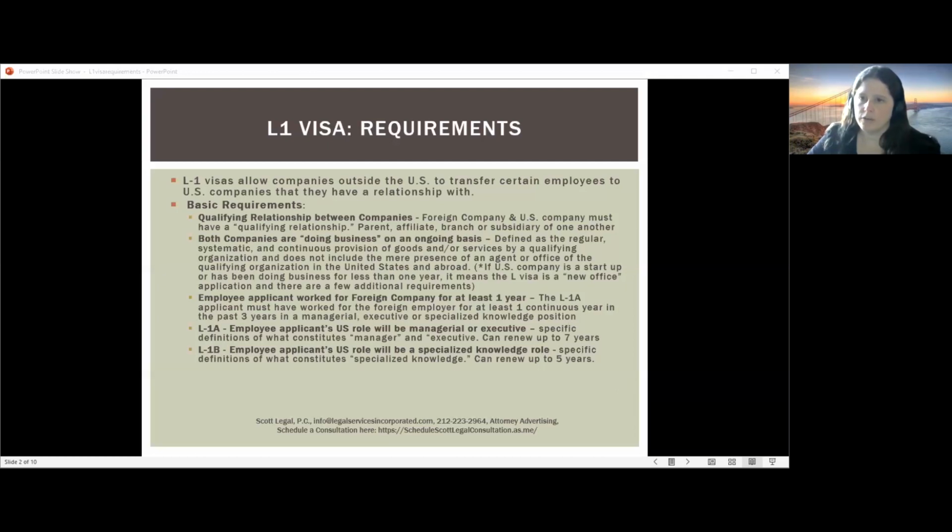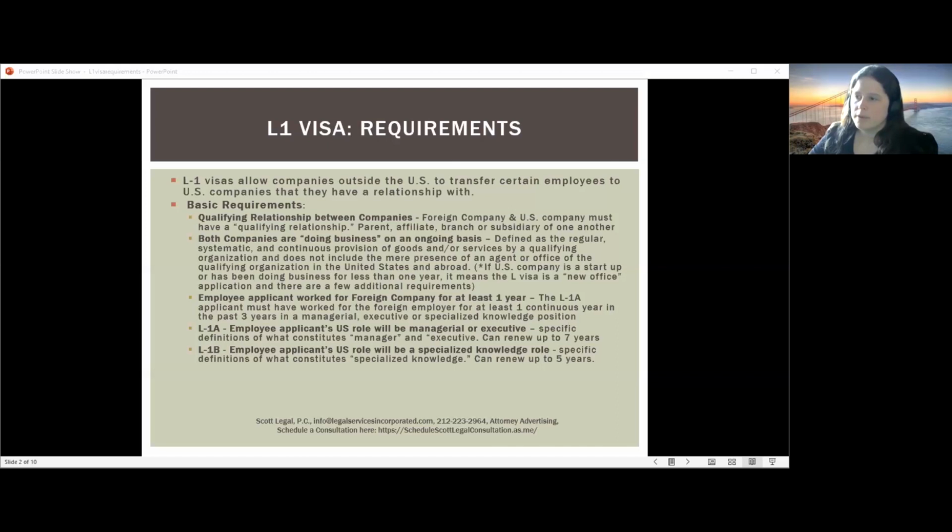The one caveat or exception to that is if there is a U.S. company that is just being started, what we call a new office. Then it doesn't need to be actively trading or doing business yet, but there will be some additional requirements that you'll need to meet in order to send over an employee to start up that new office in the United States.